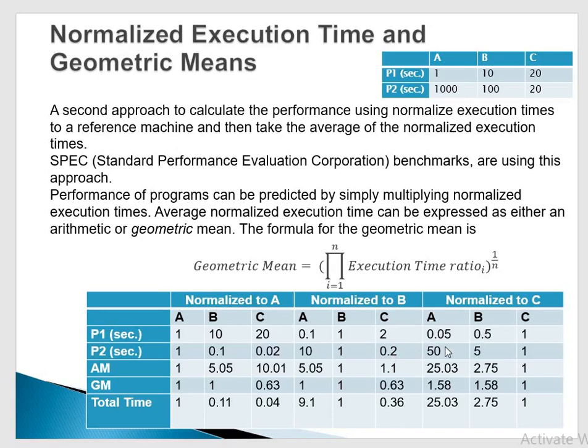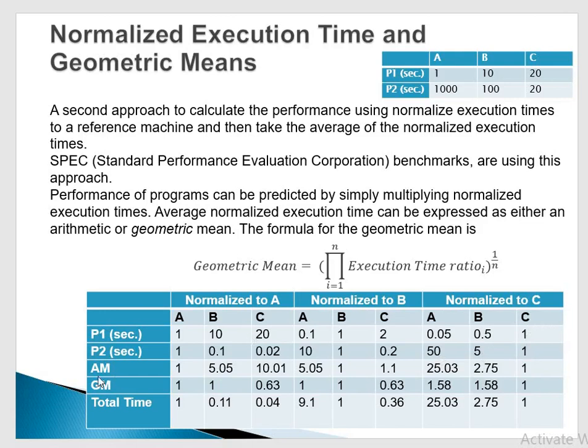Similarly, we will evaluate the normalized execution time with respect to C by considering C as a reference computer. So it will be 0.05 for A and 0.5 for B. Similarly, for program 2, it will be 50 and 5, and for C it will be 1.